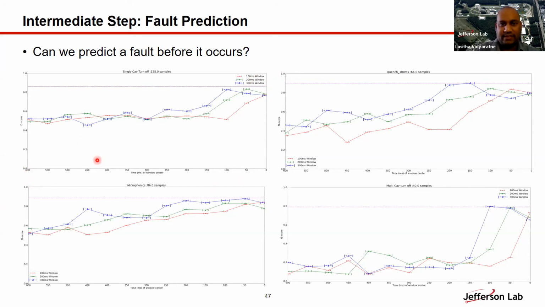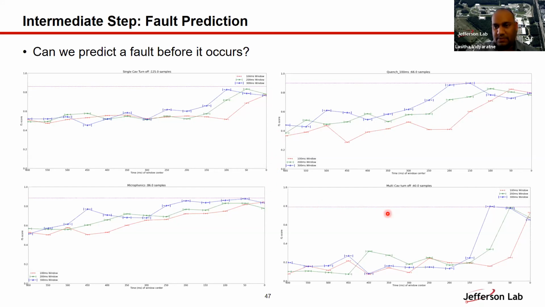And as you can see, as it gets closer, the classifier's performance improves because the signal that we extract is actually closer and closer to the fault onset itself. And it's interesting, we see that in some cases, in some fault types, the models are indeed able to predict the type of fault before it occurs.